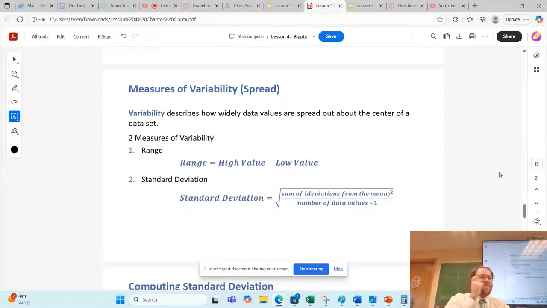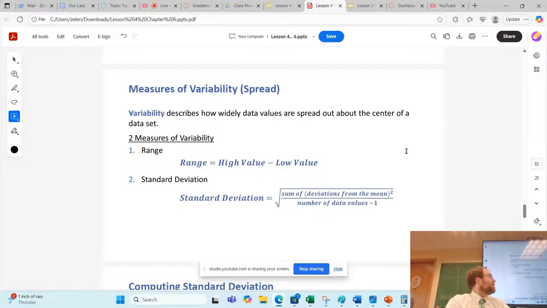Measures of variability: standard deviation. Range would be considered variability as well. The higher the range, the more spread out numbers could be. There's more of a range of numbers that could fall in between the lowest and the highest, which allows them to be spread out more.